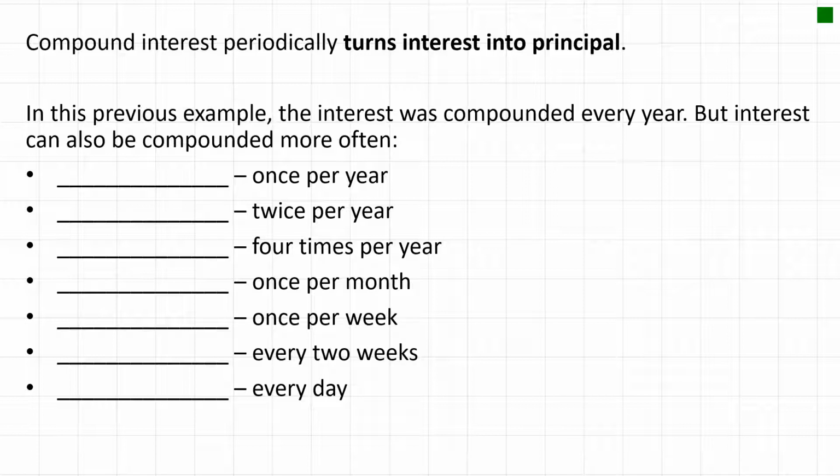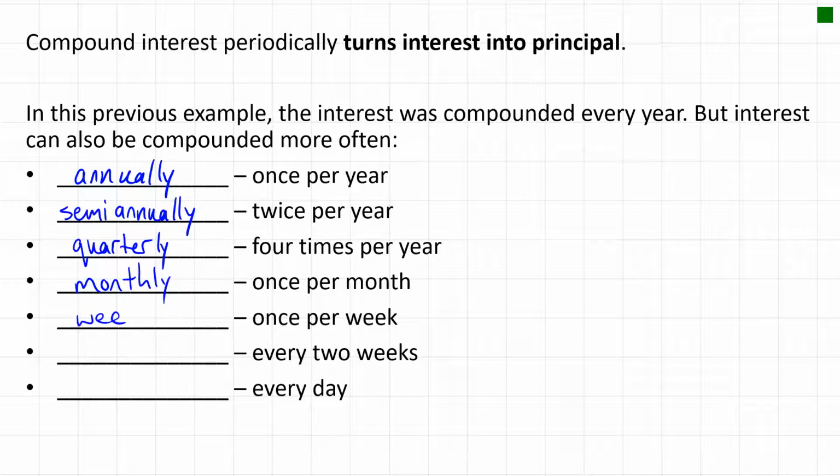So there's a few key words. Let's try to get these all sorted out. Annually means that the interest would be compounded once per year. Semi-annually means twice per year. Quarterly means 4 times per year, breaking the year up into quarters. Monthly is obviously once per month.